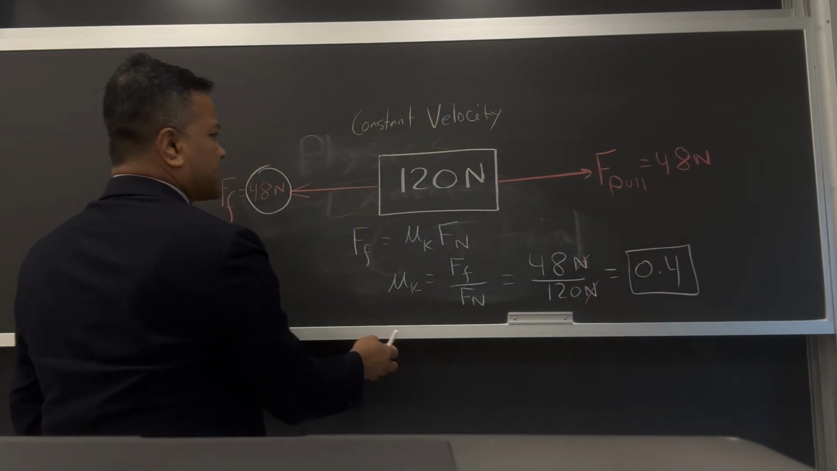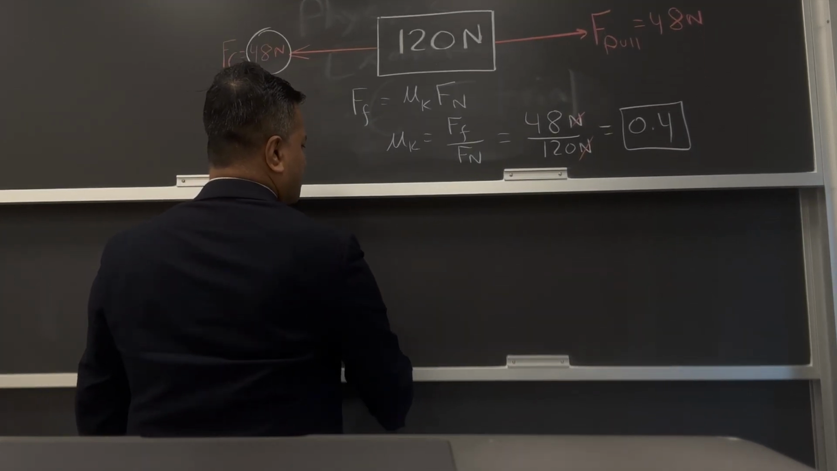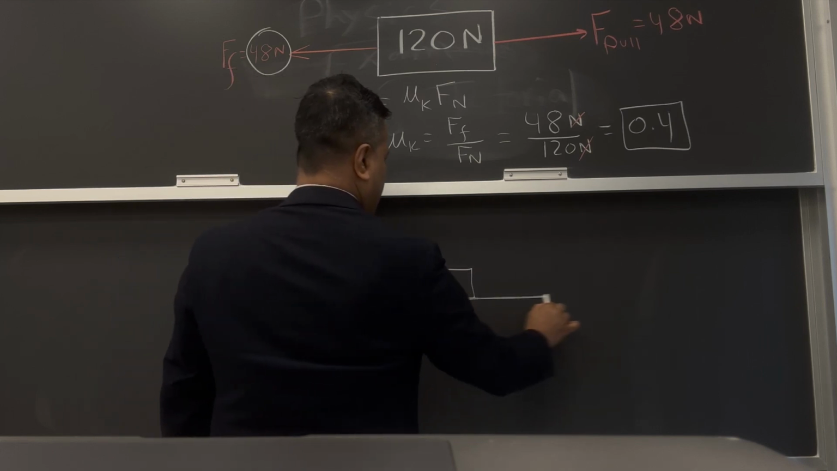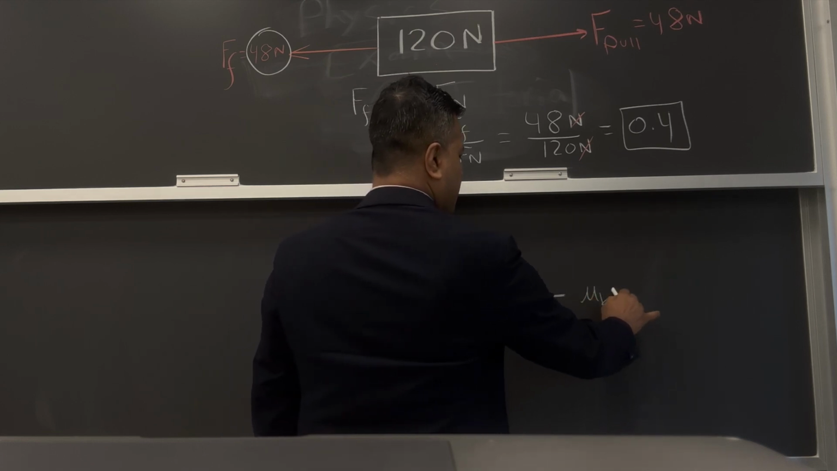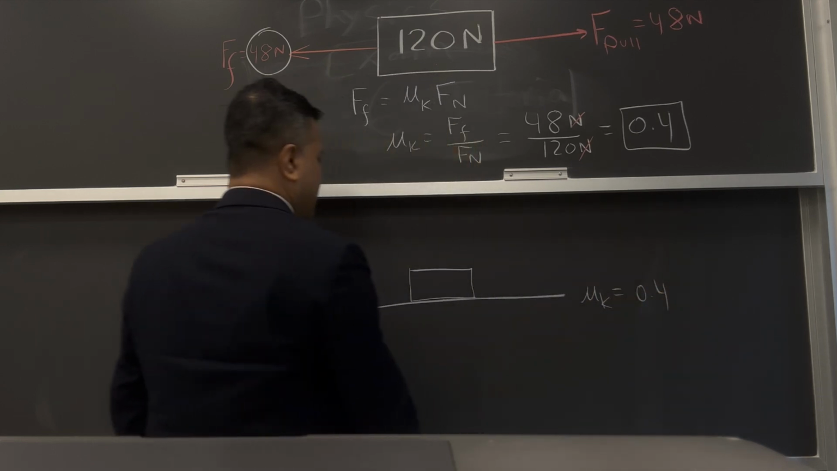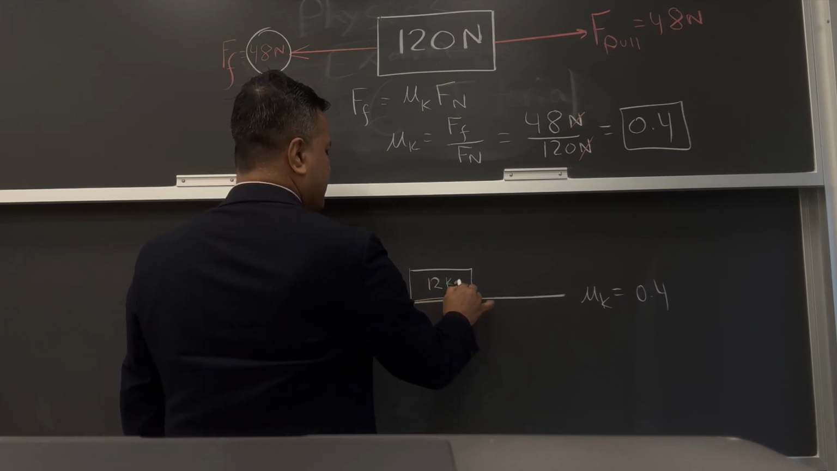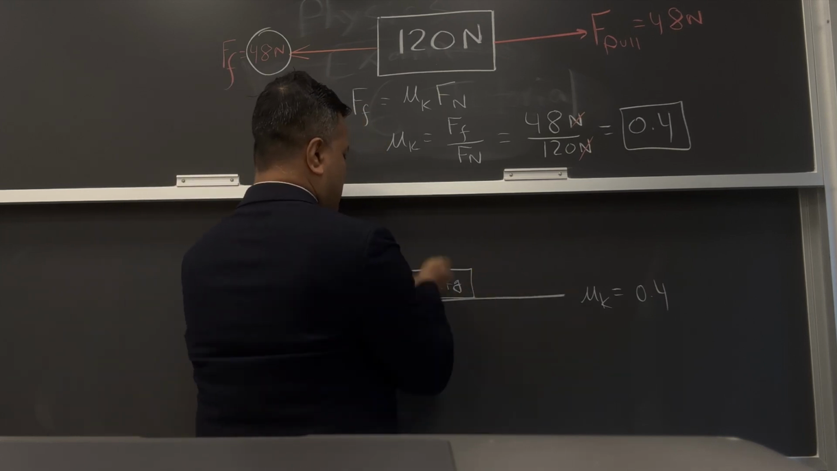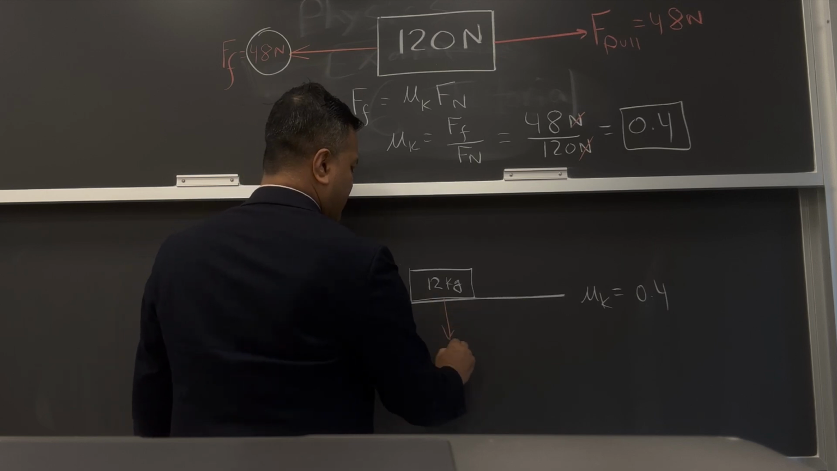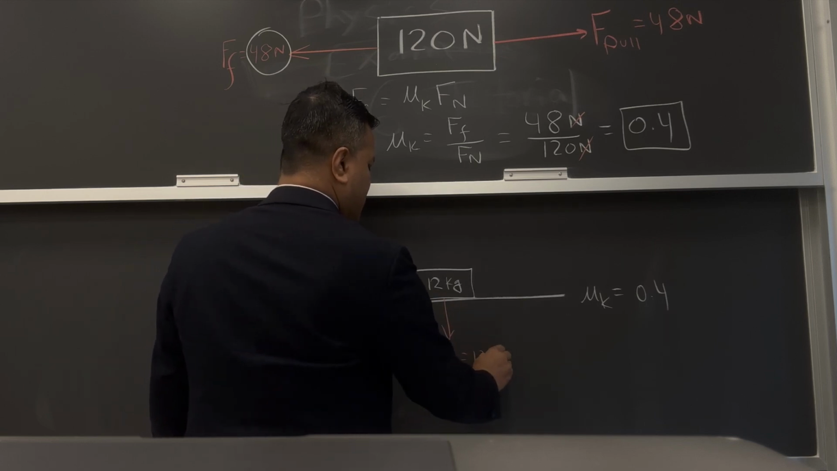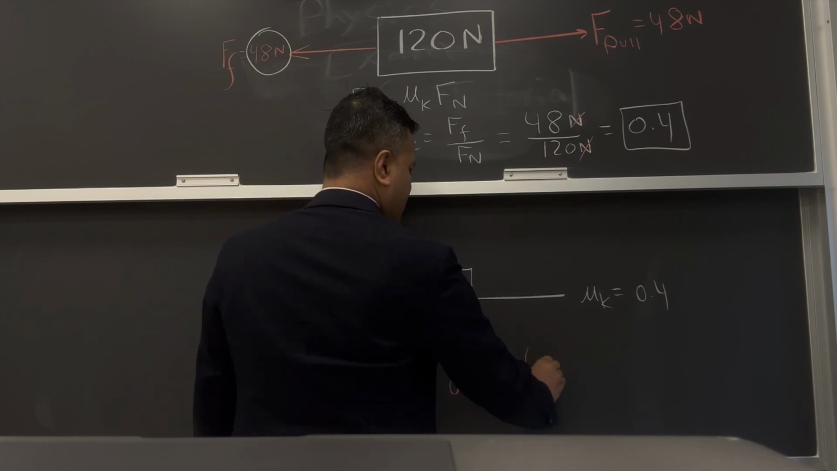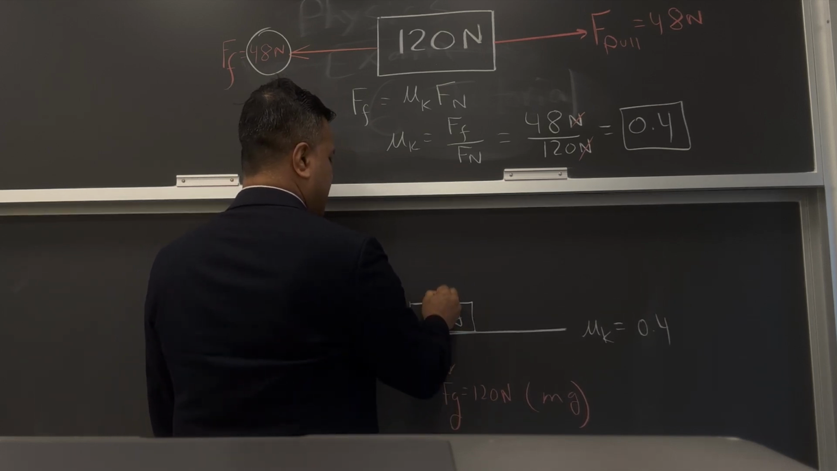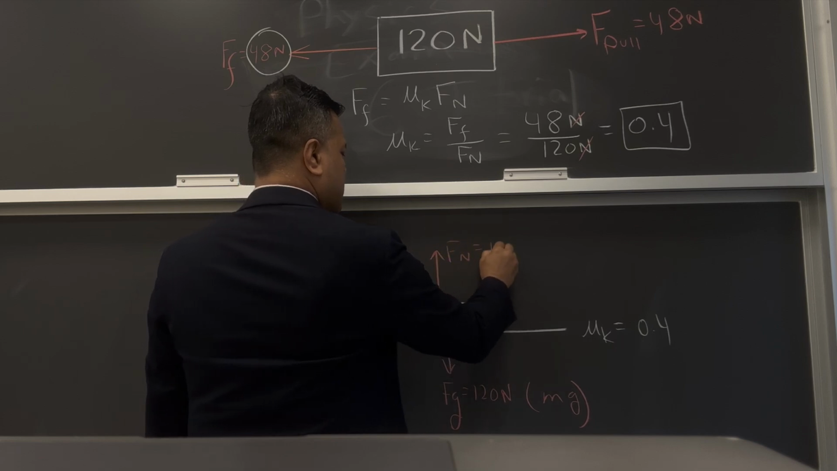Why is Fn 120? Well, pretty simple. The mass is sitting on a surface whose coefficient of friction is 0.4, and this is a 12 kilogram mass, right? So since the box is not moving up and down, Fg is 120 Newton because Fg is mg, and we use negative 10. And the normal force is also 120 Newton.